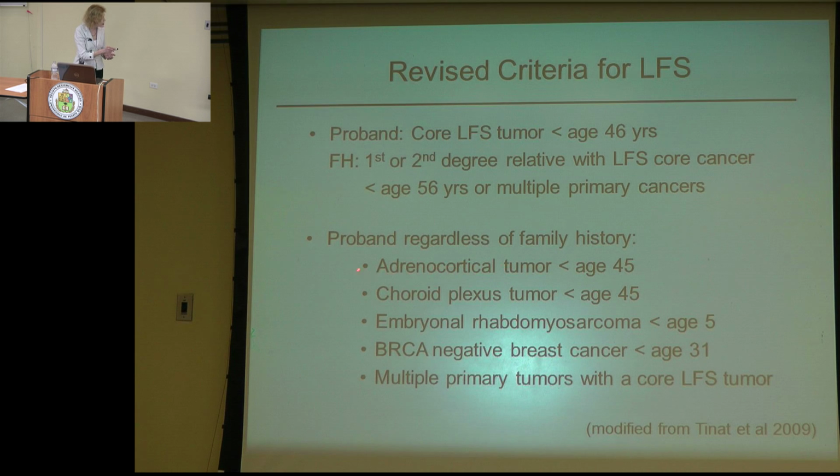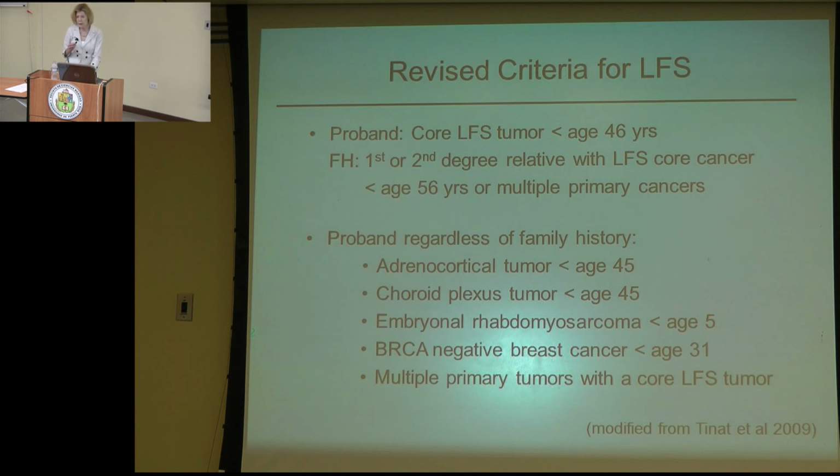And these would be the childhood tumors such as adrenocortical tumors. Most of these are childhood, although they do occur in young adults. Choroid plexus tumors, which are, again, generally occurring in young children. Embryonal rhabdomyosarcomas. BRCA negative breast cancers under age 30. So these are, again, relatively rare. And importantly, individuals who have multiple primary cancers, at least one of which is one of these core tumors.